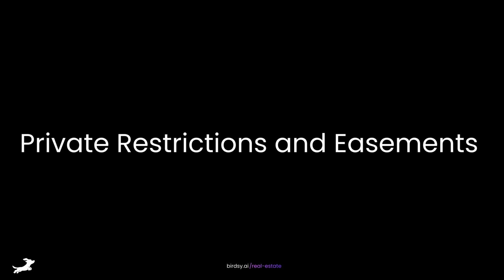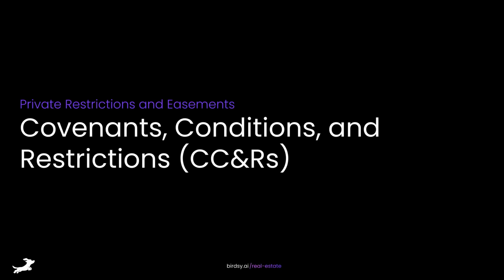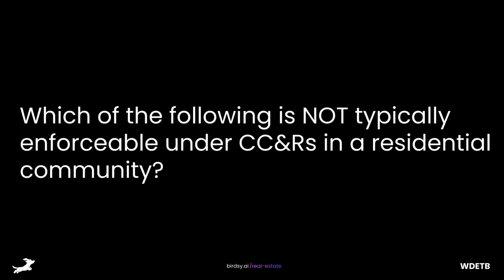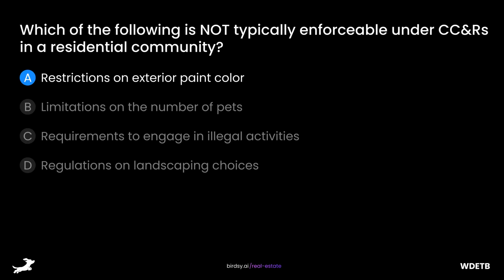Private restrictions and easements. Covenants, conditions, and restrictions, CC&Rs. Which of the following is not typically enforceable under CC&Rs in a residential community? Is it A, restrictions on exterior paint color? B, limitations on the number of pets? C, requirements to engage in illegal activities? Or D, regulations on landscaping choices? The answer is C, requirements to engage in illegal activities.